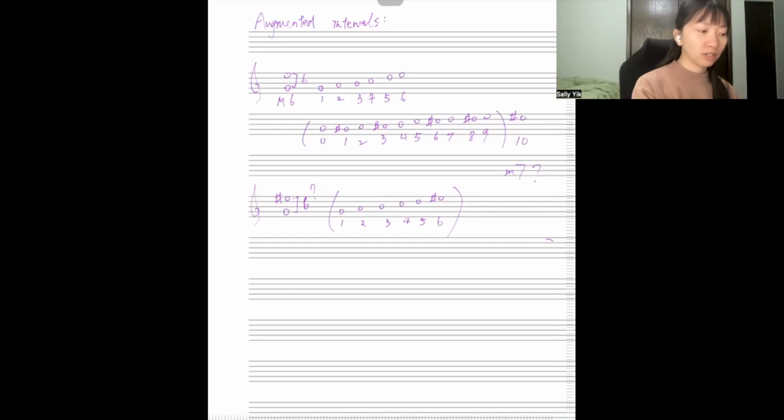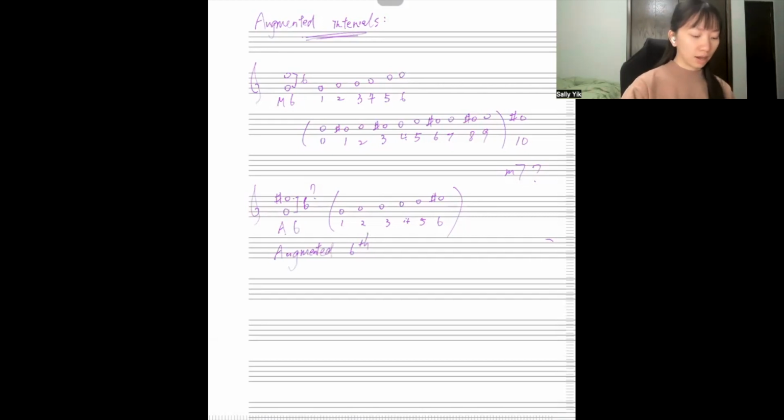So according to the definition of an augmented interval, instead of calling it a major 6, we will call this interval an augmented 6. So A6 would be a short form to write that. The full form to write augmented 6 would be A-U-G-M-E-N-T-E-D, and then 6. That would be the full form to write the name. So that's how we find an augmented interval.